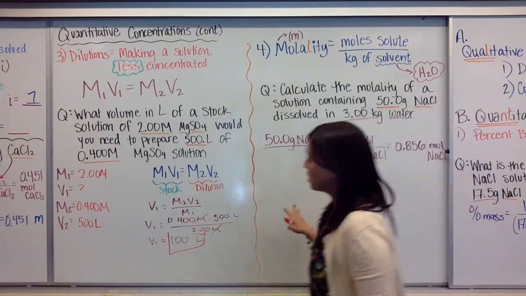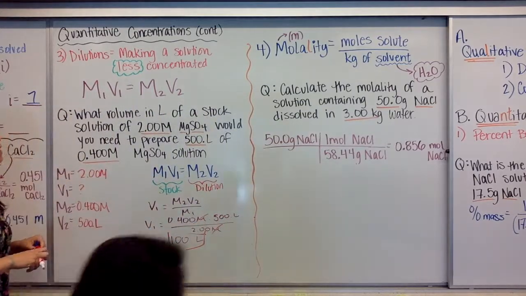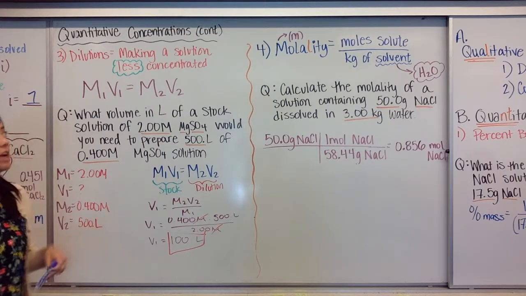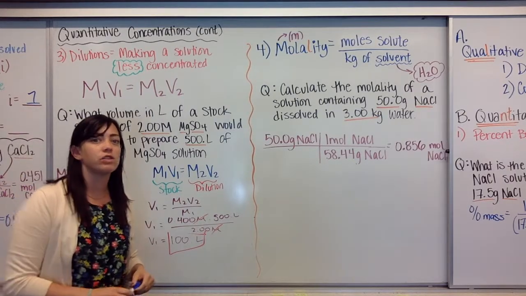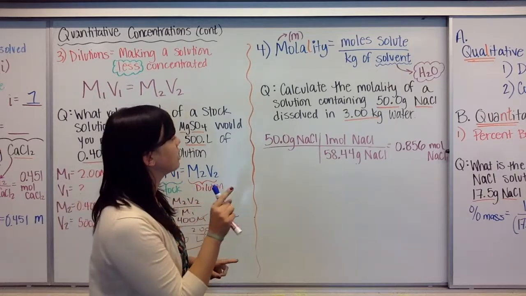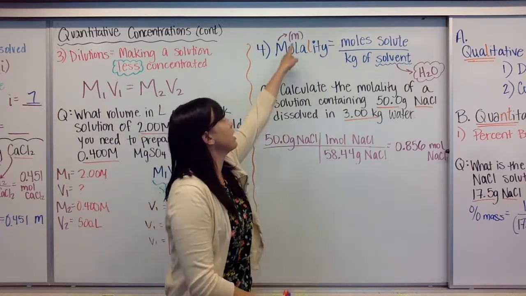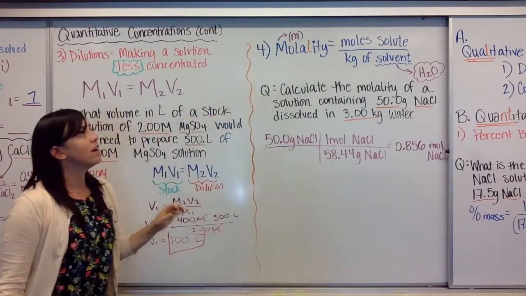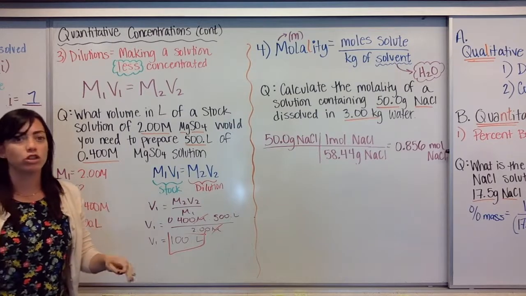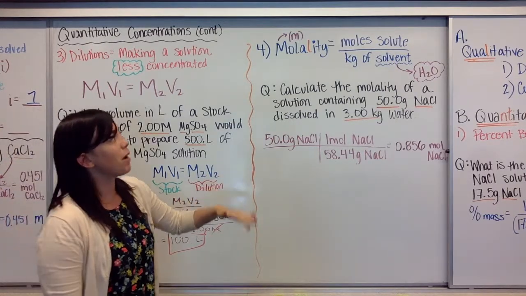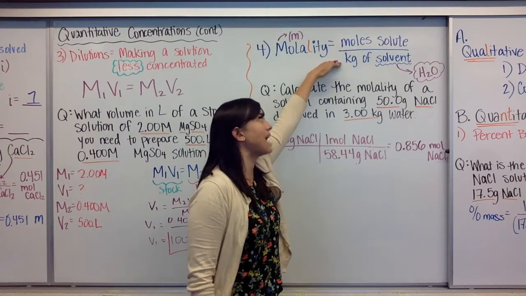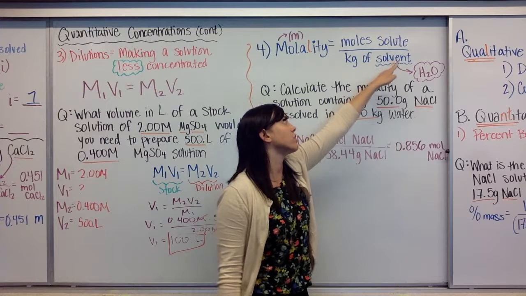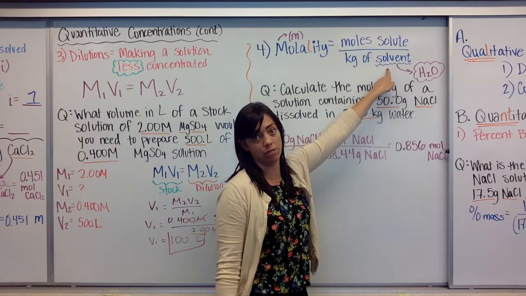Our next and final type of calculation for our quantitative concentrations is molality. Now this is different, you see, just by one letter than molarity, and it is represented instead of with a big M, with a little lowercase m. Molality is equal to the moles of solute divided by kilograms of the mass of the solvent. Note that this one is special because it's the only one that is talking about solvent instead of solution.